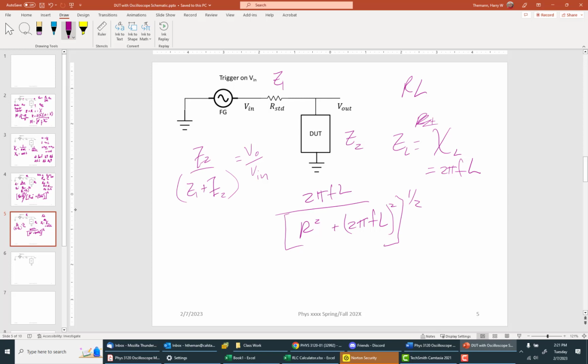And notice how the way they add Z1 plus Z2, they're in series. We'd have to go through some more gymnastics if they were in parallel. And we'll be doing that eventually, but not today.